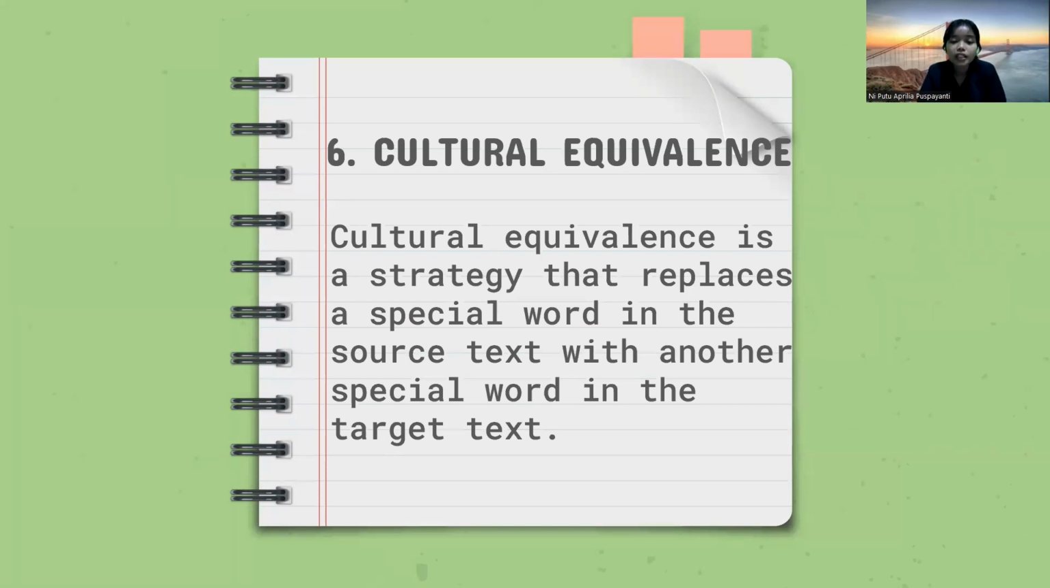Okay, next I want to explain to you about cultural equivalence. As you can see on the slide, cultural equivalence is a strategy that replaces a special word in the source text with another special word in the target text. Language and cultures go hand in hand. For a translation judgment to be a fair judgment, it must be both culturally equivalent and linguistically equivalent. Cultural equivalence guarantees that any cultural connotations are not lost or picked up in translation.